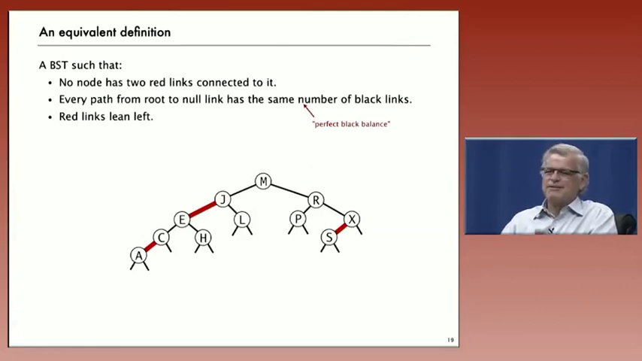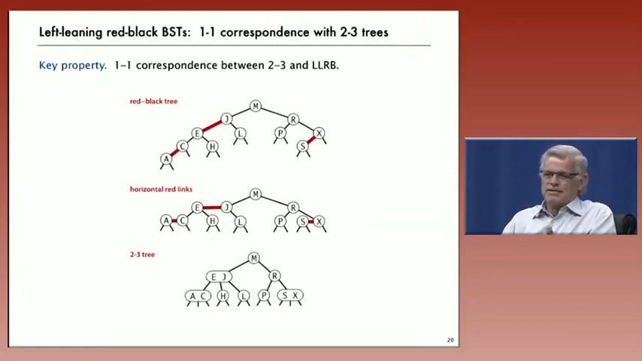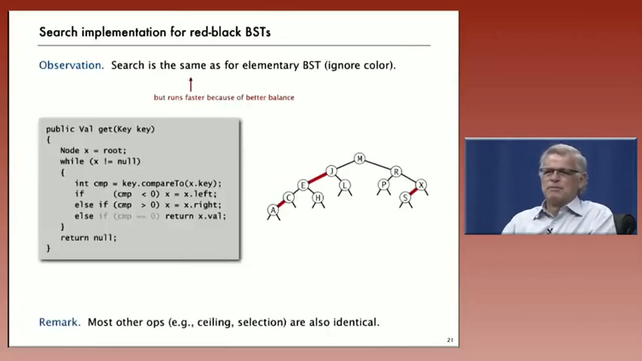So given a BST with some of the links colored red that has those properties, that's going to correspond to a 2-3 tree. And that's a key property: this one-to-one correspondence between 2-3 trees and left-leaning red-black trees. Given a 2-3 tree, we saw how to do it. Given a red-black tree, we just make the red links horizontal and merge the nodes together to be 3 nodes. So all of the operations that we're going to look at for red-black trees can be understood in terms of the corresponding operations on 2-3 trees.